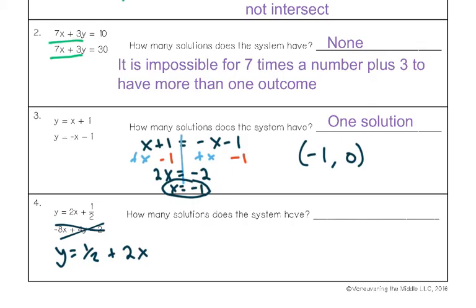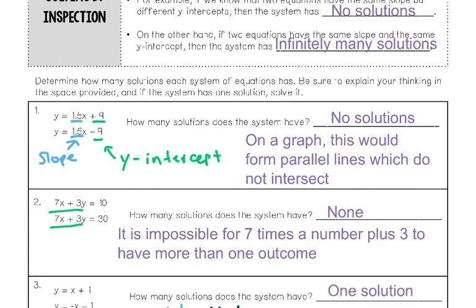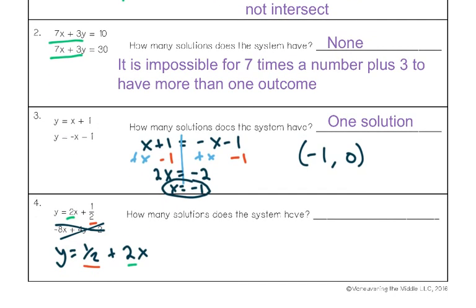And if you look, they have the same slope, the number next to x, and the same y-intercept, 1/2. Since I wrote them in the same format, I can see that since they have the same slope and the same y-intercepts, the system has infinitely many solutions. And that's all I have to write, infinitely many solutions.